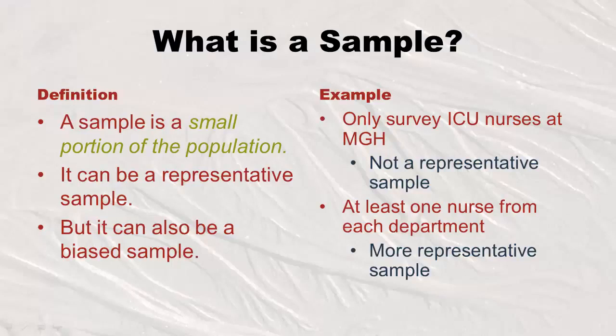And so I just want to get in your head that the whole concept of sample is that it's just a small portion of the population, and it's not a portion of some other population. It's just that one. But the problem is you can get a biased one or a representative one. So you have to think about it.